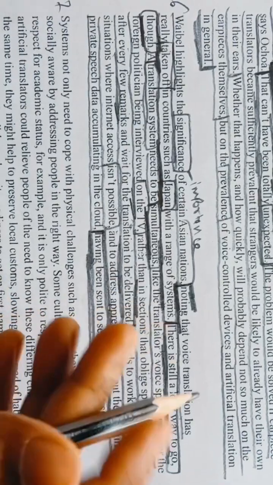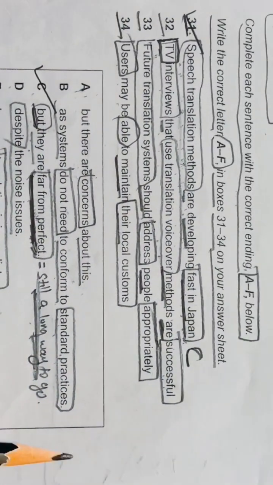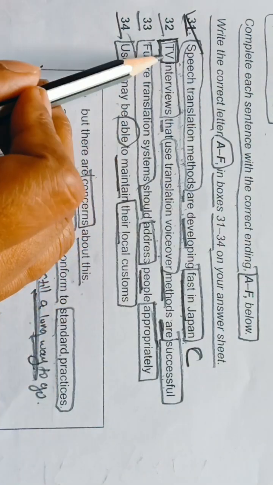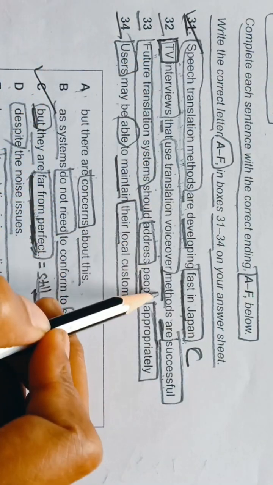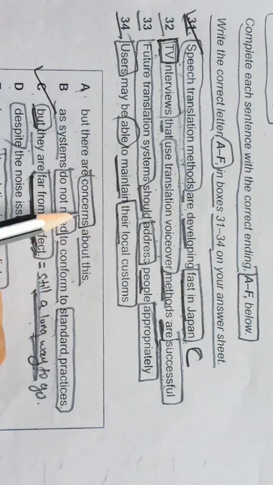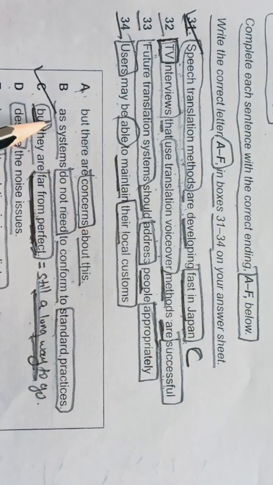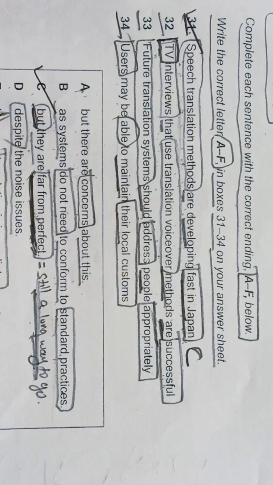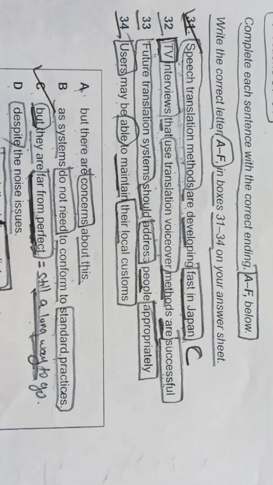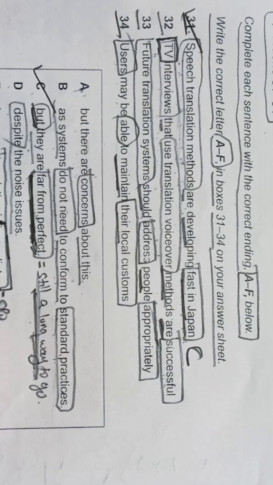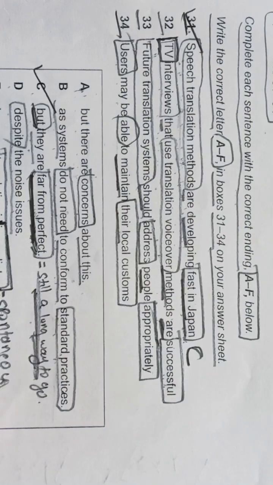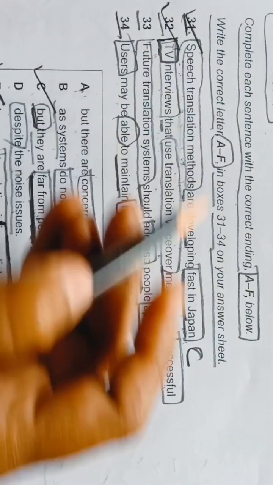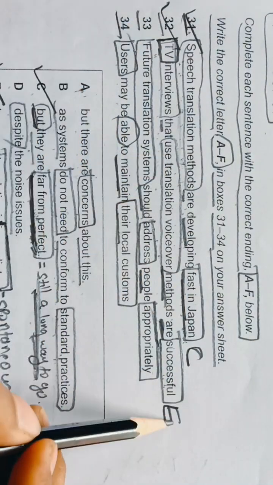So what are they saying? They are saying it should be spontaneous. TV interviews that use translation and voiceover methods are successful, but there are concerns about this. No, we have not seen anything. A system does not need to conform to standard practices. This also we have not seen. Despite the noise issues, we have not seen this also, because the translation is immediate. This thing we have seen, immediate. Immediate means spontaneous. Okay, so we will write E in front of 32 in our answer sheet.